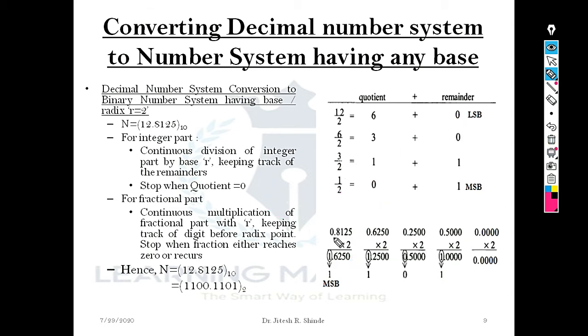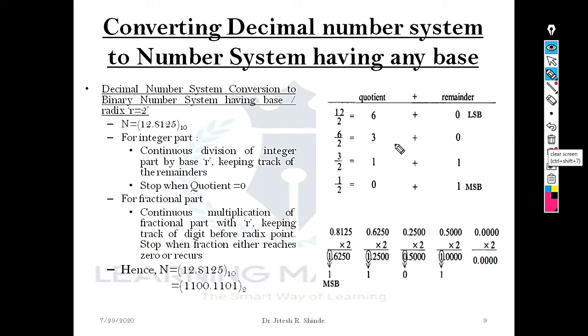Thus on the whole, the answer for 12.8125 decimal is 1100.1101. For the integer part we had to carry out the division process. For the fractional part we had to carry out the multiplication process. For the integer part we stop when the quotient is equal to 0. For the fractional part we stop when the fraction either reaches 0, as here, where the fractional part was 0, that's why we stopped here, or when it recurs, we will stop there. This is the way of converting a decimal number system to a binary number system.